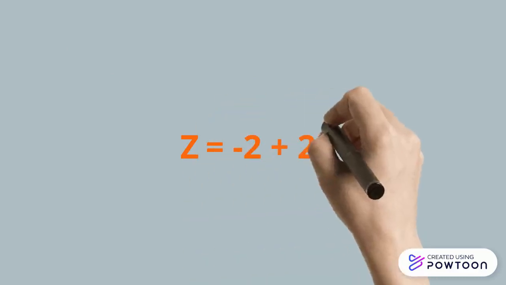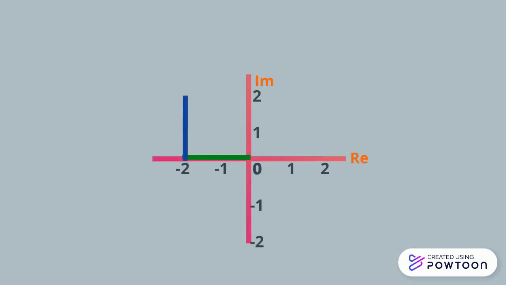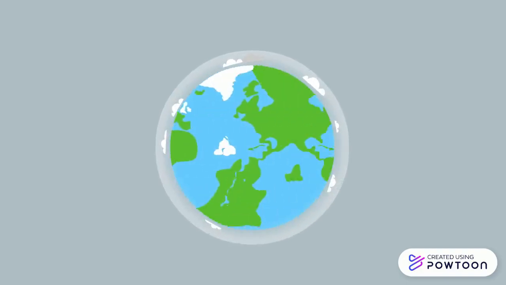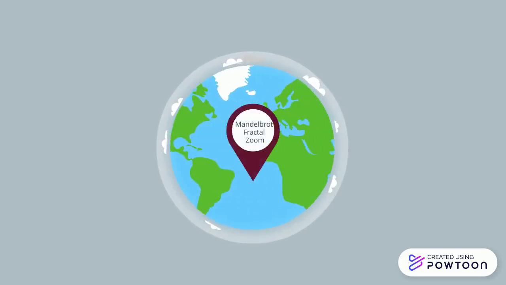If we have a complex number defined by z equals -2 plus 2i, to graph it on the complex plane, we must travel 2 units to the left on the real axis, and then 2 units up on the imaginary axis. Where we arrive, that is our point z. By working in the complex plane, it allows us to explore a whole new realm of mathematics, including the Mandelbrot fractal zoom. To identify the Mandelbrot set, the equation Cn equals Cn-1 squared plus z is used.